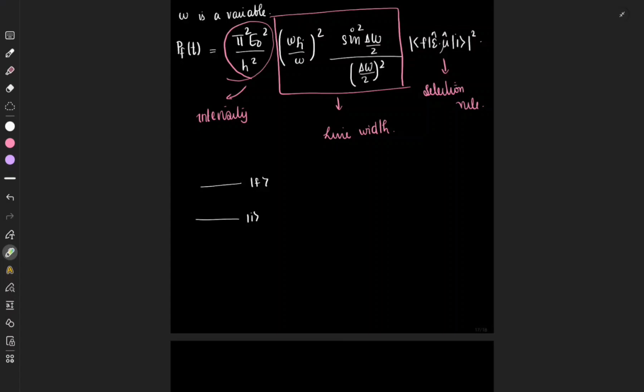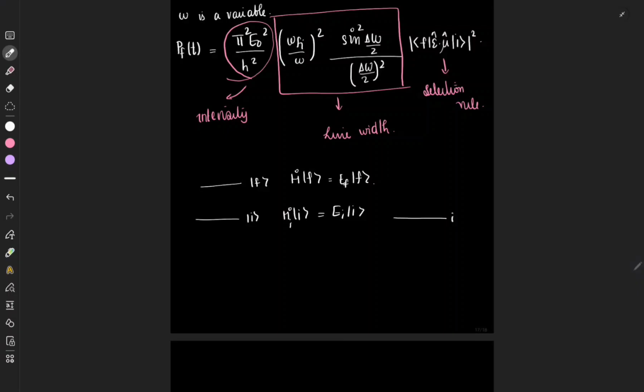From initial state I, which is precisely defined, to final state F, which is also precisely defined. So we can say that H naught of I is equal to E initial of I. Here it is H naught of F equals E F of F. Okay. But this is valid when state F is separated out. That means F is a clean state that does not have anything in its vicinity. But that may not be possible all the time. So what if F lies in the midst of some states?